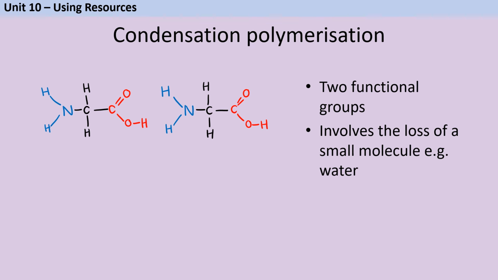Whereas in condensation polymerization, we need two different functional groups. So this could either be two different monomers that need mixing together, or it could be one monomer that has a different functional group on each end, like these amino acids here. I have an amine on one end and a carboxylic acid on the other end, and the condensation polymerization will involve the loss of a small molecule like water and the new bonds forming.